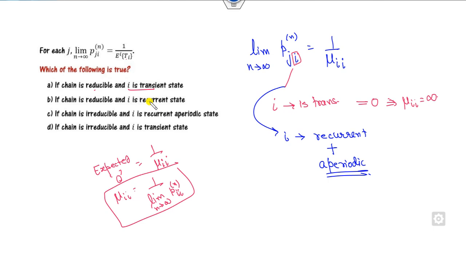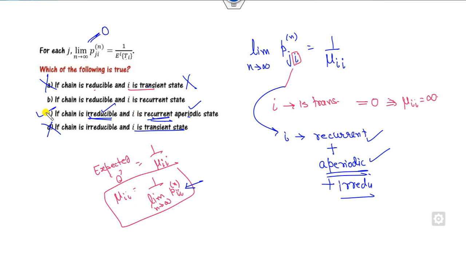So transient is not possible, because if it is a transient, then this value must be 0. Fine. Now it's a recurrent, that's fine. Aperiodic, that's fine. Irreducible, yes, fine. Because these are the conditions when only you can find the limiting probabilities. It's irreducible because this is my stationary distribution. That's always unique. So irreducible, aperiodic will give the unique distribution, and this is the definition for the recurrent. So the right answer is my C. Rest all options are cancelled.